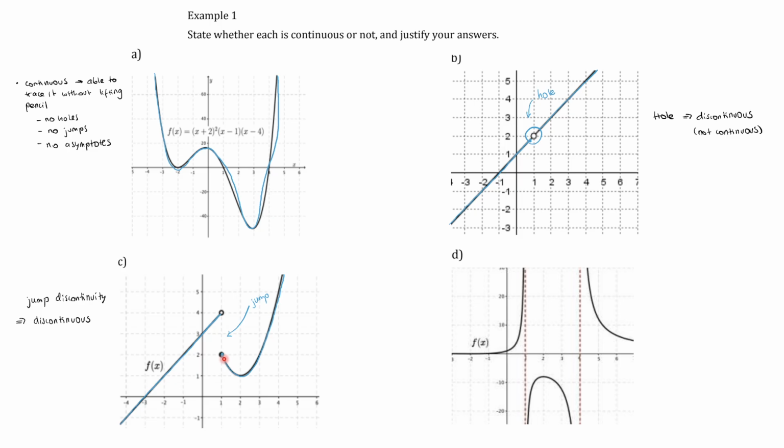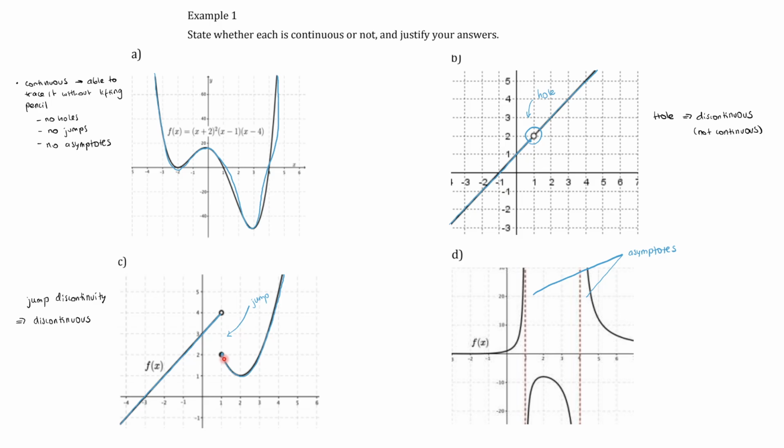A final type of discontinuity is one of the more common ones, especially with rational functions. These discontinuities are known as asymptotes, right? So whenever we have asymptotes, we know that the function is going to get really, really close to them, but never touch these imaginary lines, right? And so those are, of course, discontinuities as well.